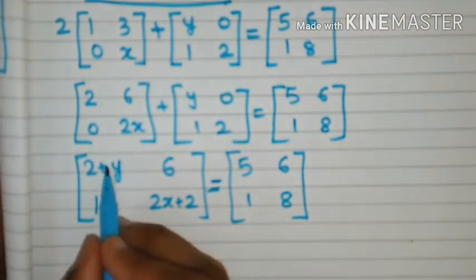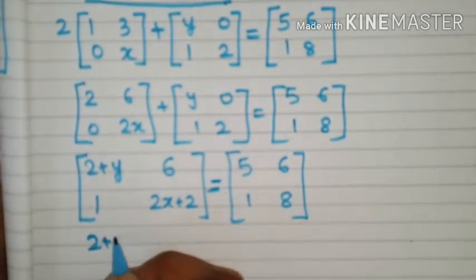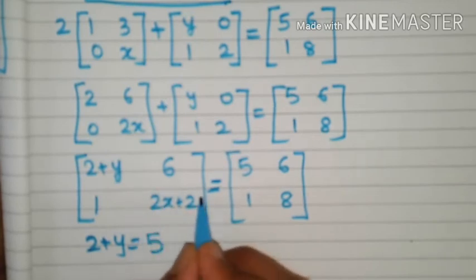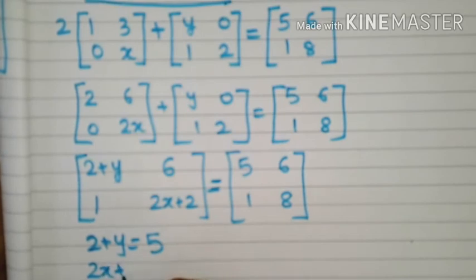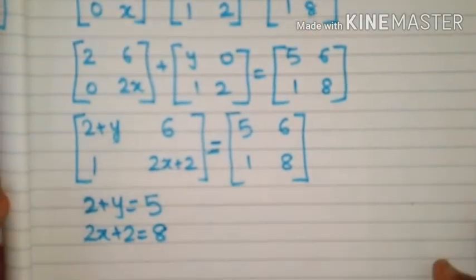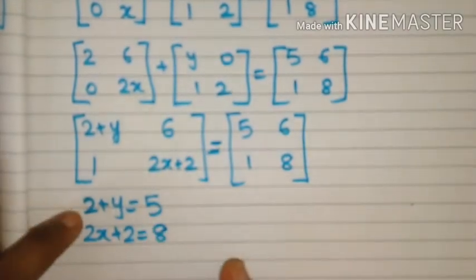So when we equate the first row first column element with this first row first column element, we'll get 2 plus y is equal to 5, and then we equate the second row second column element with the second row second column element, we'll get 2x plus 2 equal to 8. That's all. It's not even simultaneous equations, friends. You have only one variable in one equation.